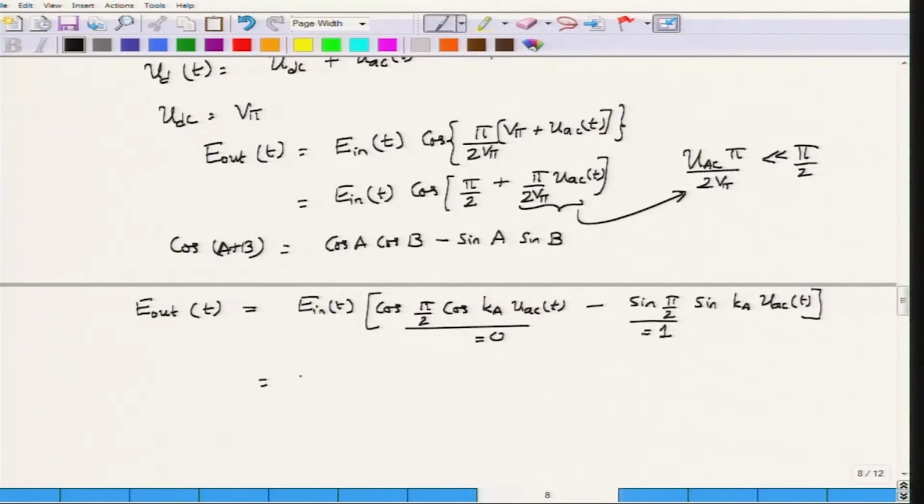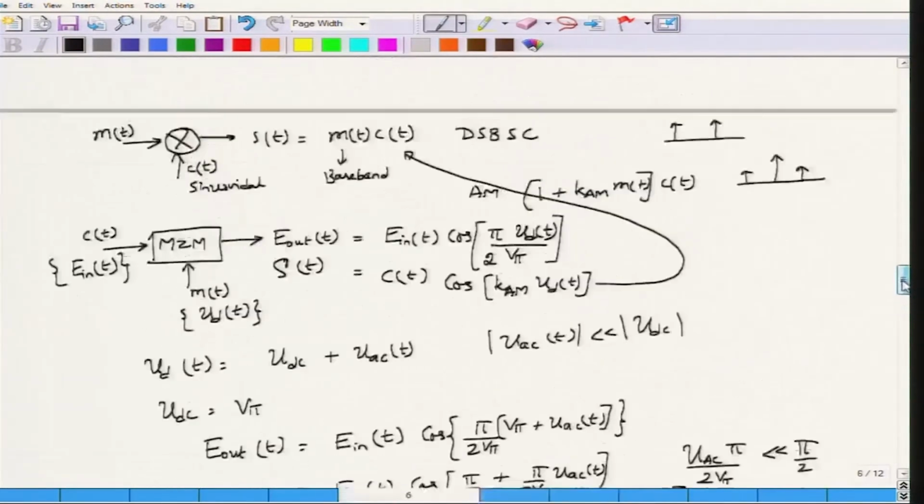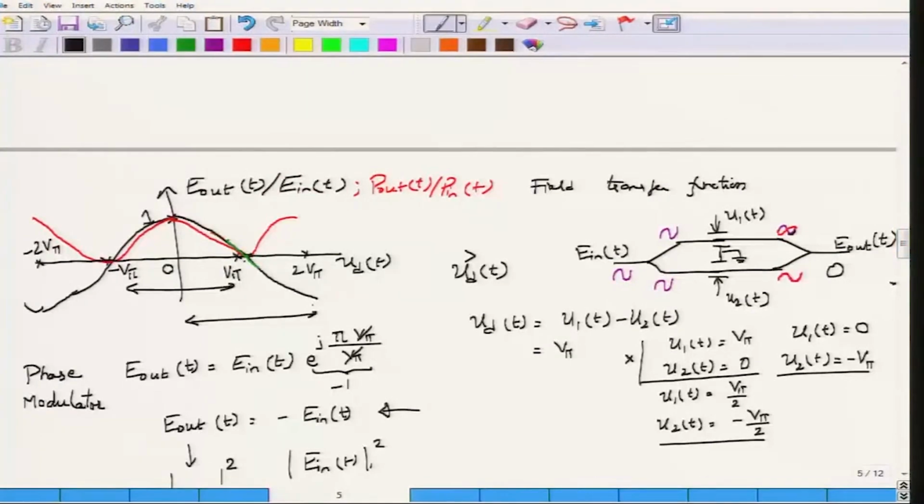So, what I get for the output electric field is minus E in of t, and we are assuming that K A into UAC of t is a small number. For a small number, sin theta is approximately theta itself. So, I can eliminate the sine from this expression and write K A into UAC of t. The output is very small because we are operating at the 0 point of the Mach Zehnder modulator. What you would like is to move the operating point somewhere else, so that I can still see a linear relationship; that we will check later.